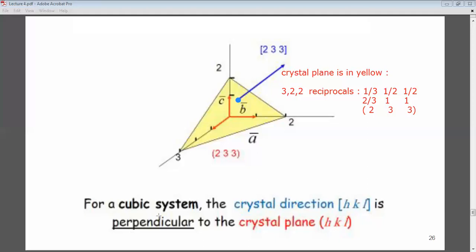So this one you have to know: the crystal direction with indices [hkl] is perpendicular to the crystal plane with indices (hkl), as we have here.